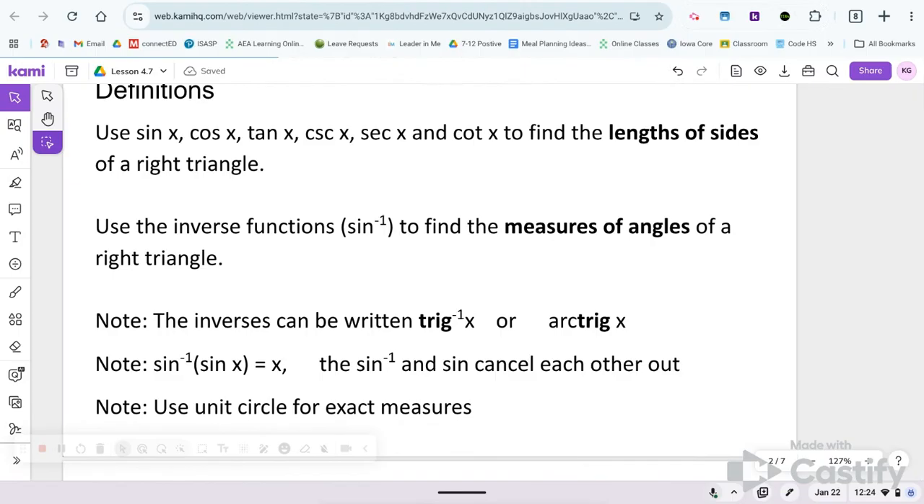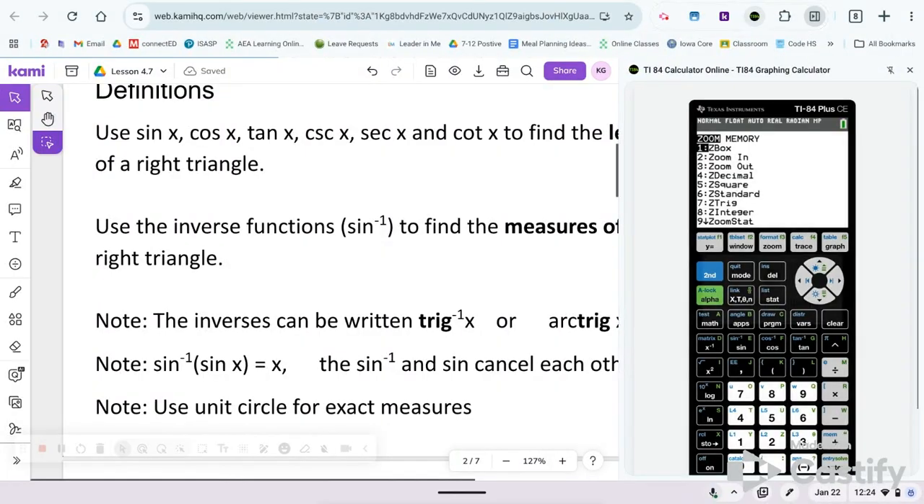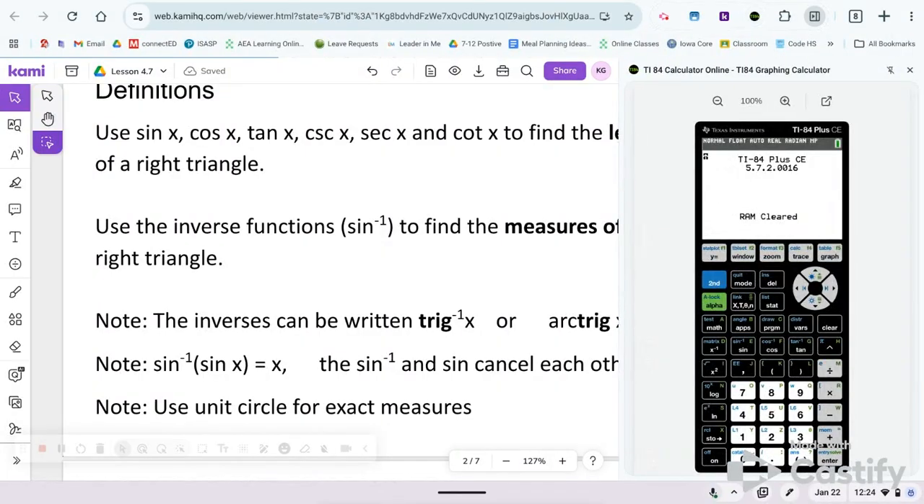When do we want to use the inverses? So we'll use the inverse functions, all of them that are listed above, to find the measures of angles of a right triangle. So when you do that one, you're going to push the second key first and then the trig function that you want to get that inverse to pop up.